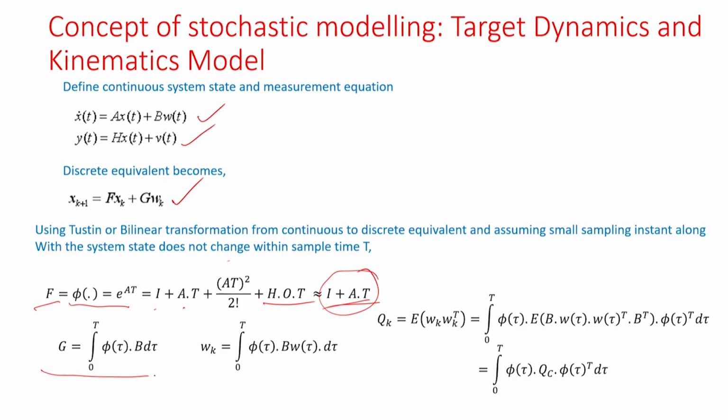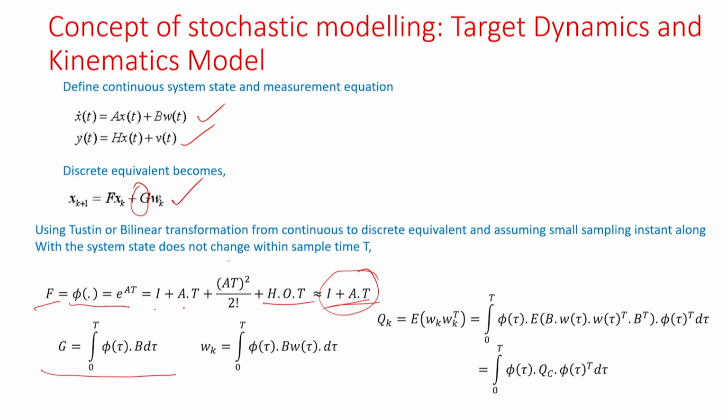Next thing, how do I get G? So, G is actually the discrete equivalent of your input matrix B. You can get it with the integral from 0 to T of phi(tau) B d tau. This is a simple formula. You can look into any digital control book, either by Ogata, by B.C. Kuo, or even Nagrath and Gopal, any control system theory book you can find.